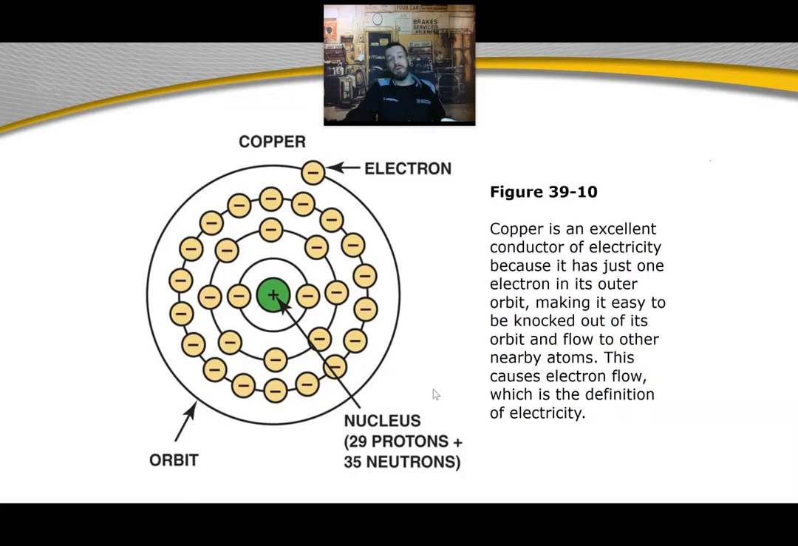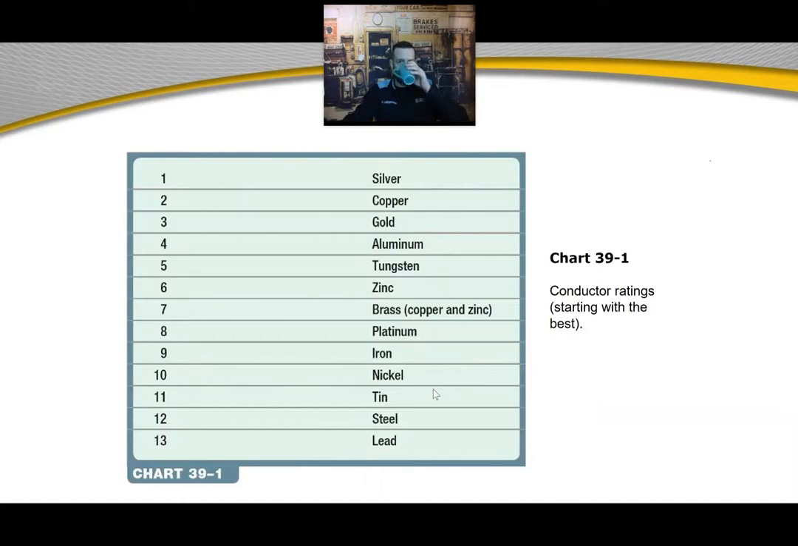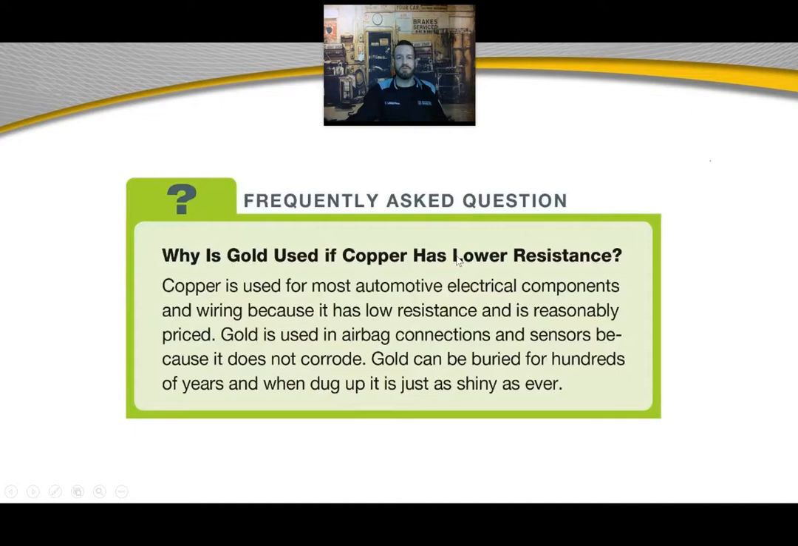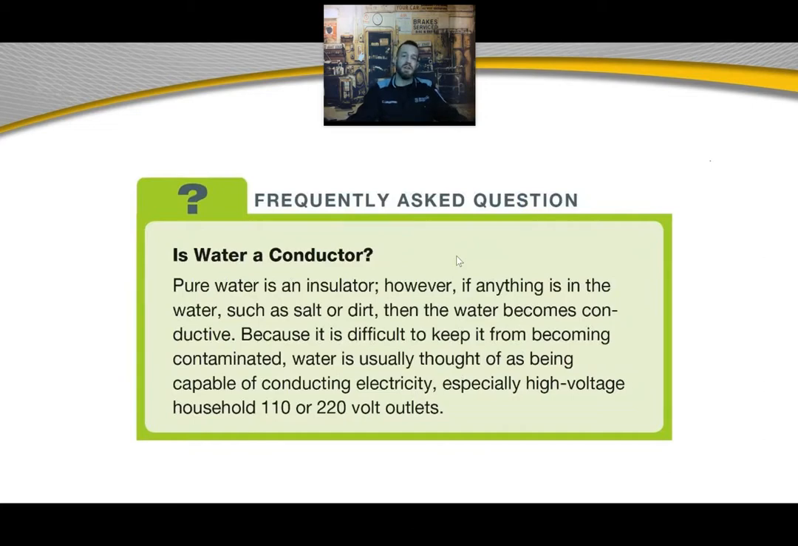Copper. Why do you think we have copper wires? Copper does corrode, which is why electrical diagnosis is very important to understand. As an automotive technician up north, you're going to see a lot of corroded wires, corroded grounds, all that type of stuff, from the salt on the road. So gold is not as good as copper, obviously it's really good, but it's because of the corrosion. Look at that, airbag connectors. Gold can be buried for hundreds of years, and when dug up, it is just as shiny as ever.